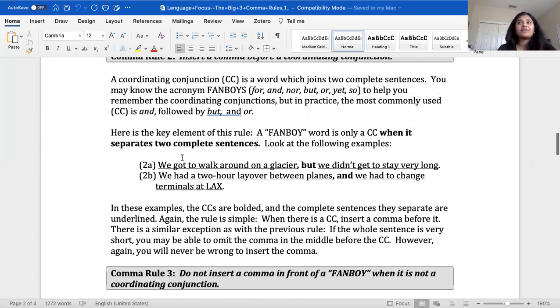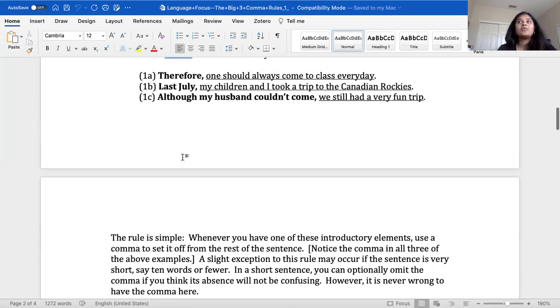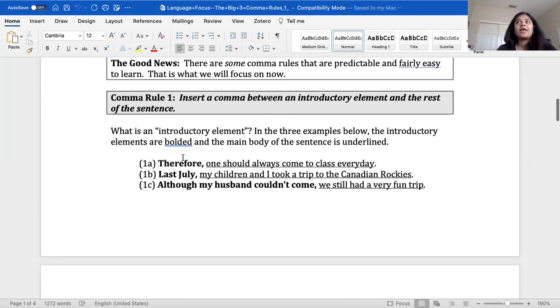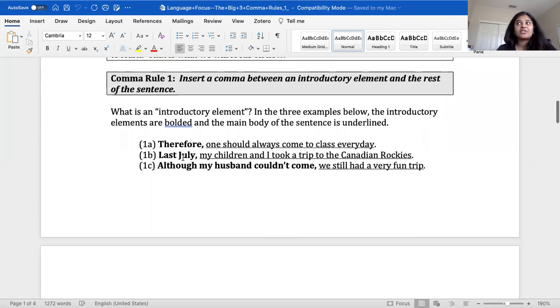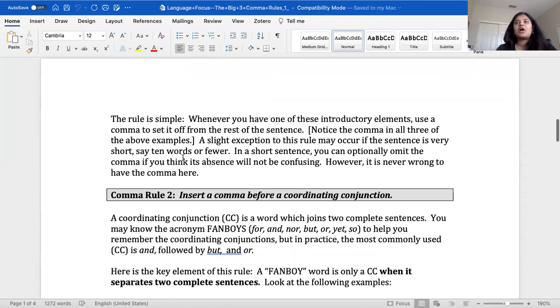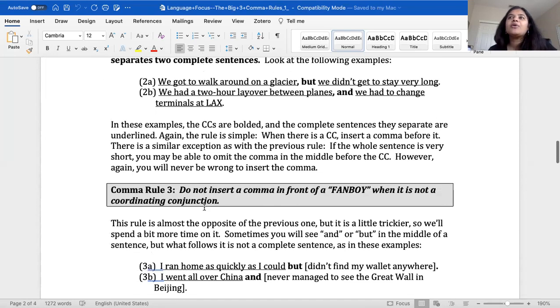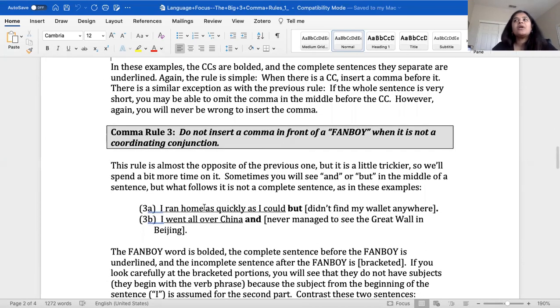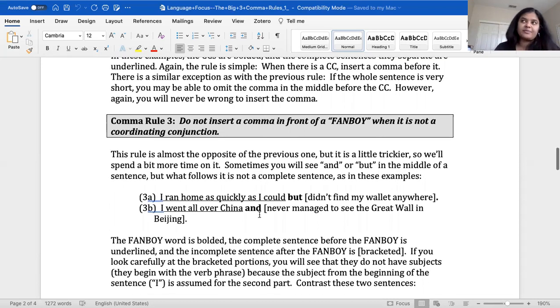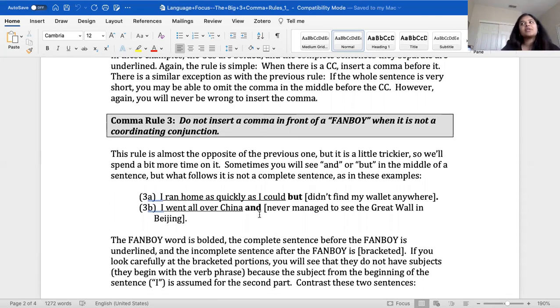So far we've got comma rule number 1, which is inserting a comma between an introductory element and the sentence. Comma rule number 2, insert a comma before a coordinating conjunction. And comma rule number 3, do not insert a comma in front of a fanboy when it is not a coordinating conjunction. This rule is almost the opposite of the previous one, but it is a little trickier, so we'll spend a little more time on it.